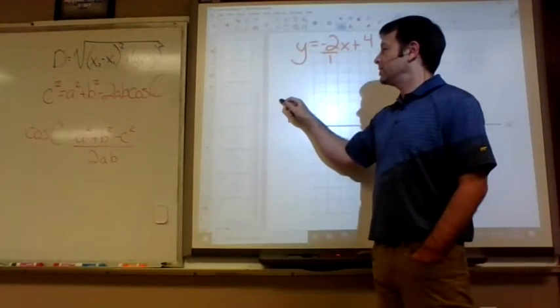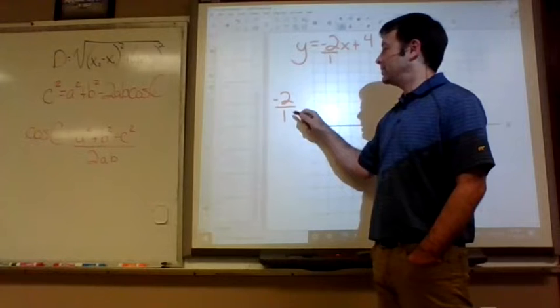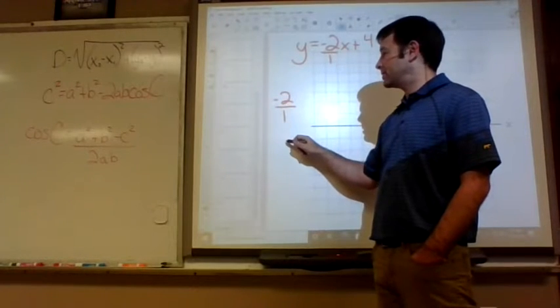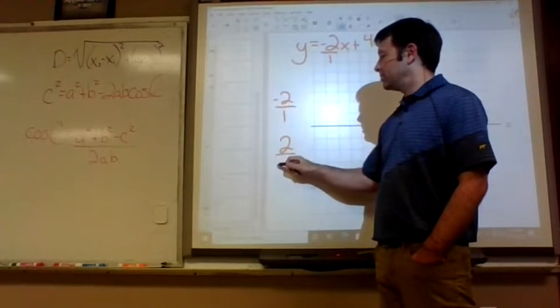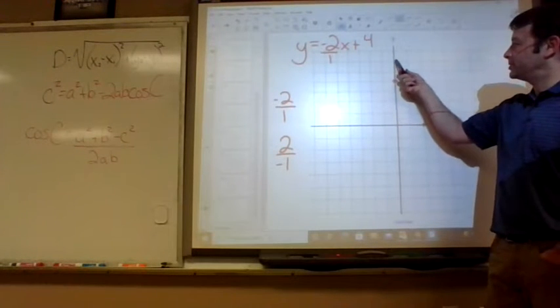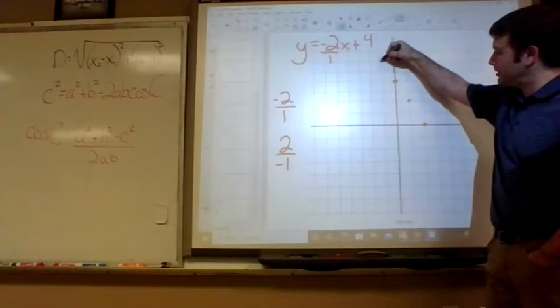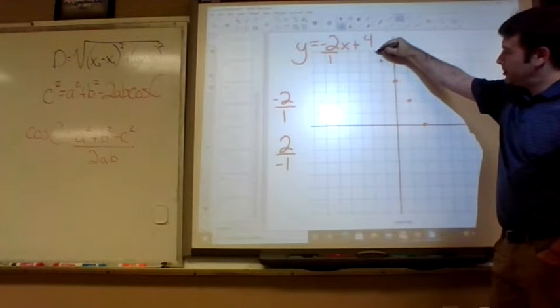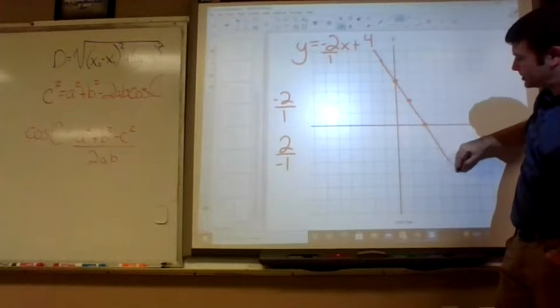Okay, you guys remember from yesterday, negative 2 over 1 is the same thing as 2 over negative 1. So we could go backwards. We could go up 2 and back 1. See how that's on the same line? Yeah. But you only have to have 3 points. If you're going to go off the graph, you might want to go backwards instead.